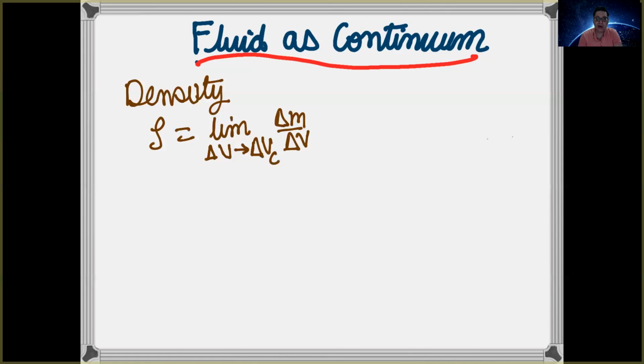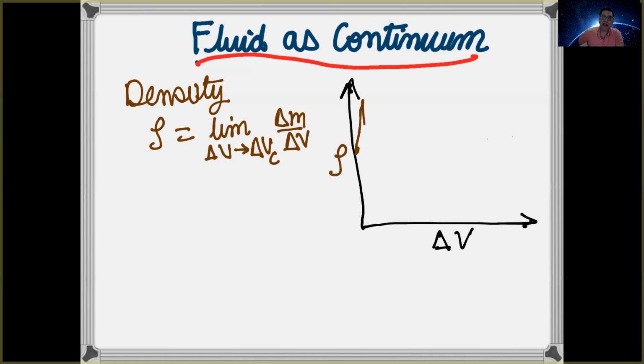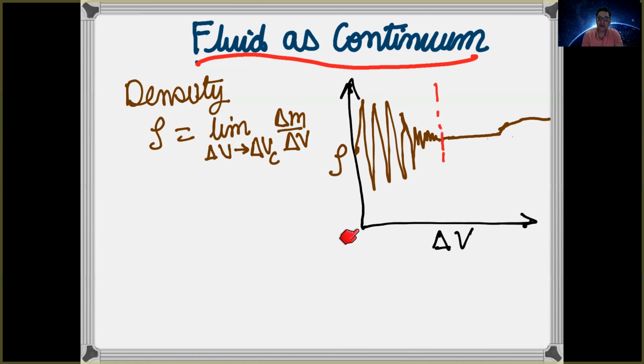It has been found that if you plot the variation of density with increasing sample volume, where sample volume is increasing from, let us say, nanoscale to micro scale, from micro scale to kilometer scale, what is found is that at a very small scale, there is a fluctuation in density.